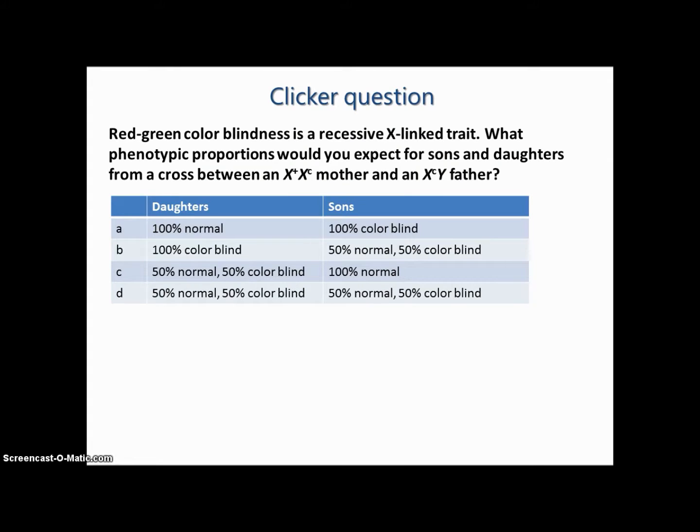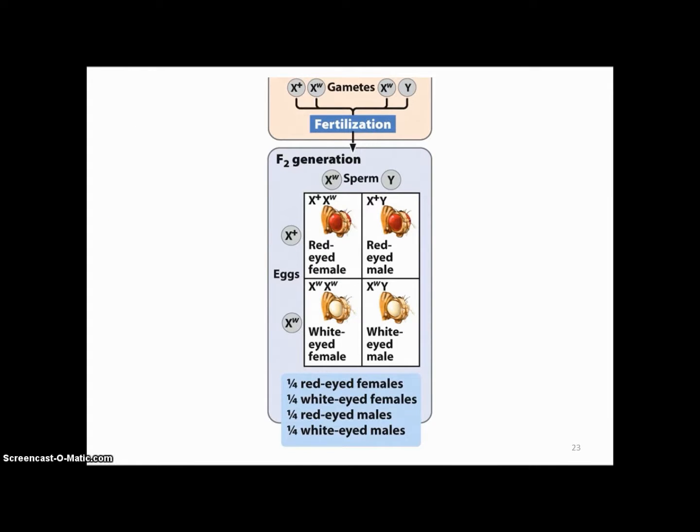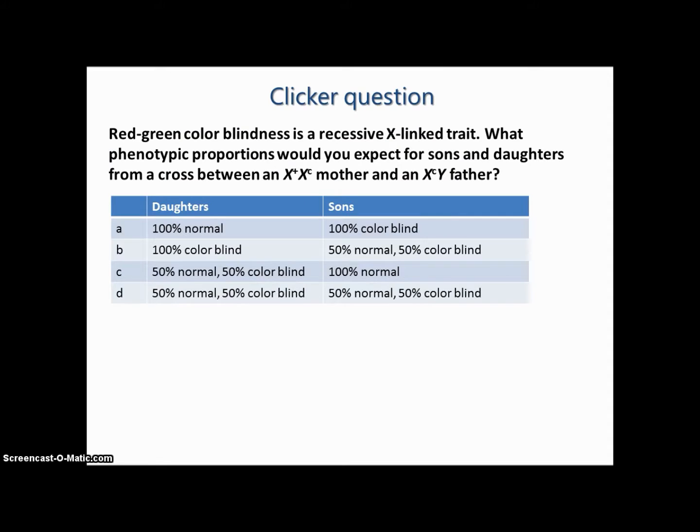It is important to note that some traits that are not inherited in equal proportions in males and females can be sex-linked, but there may also be other things going on, which we'll talk about next time. So just as a practice question, try to do this problem.